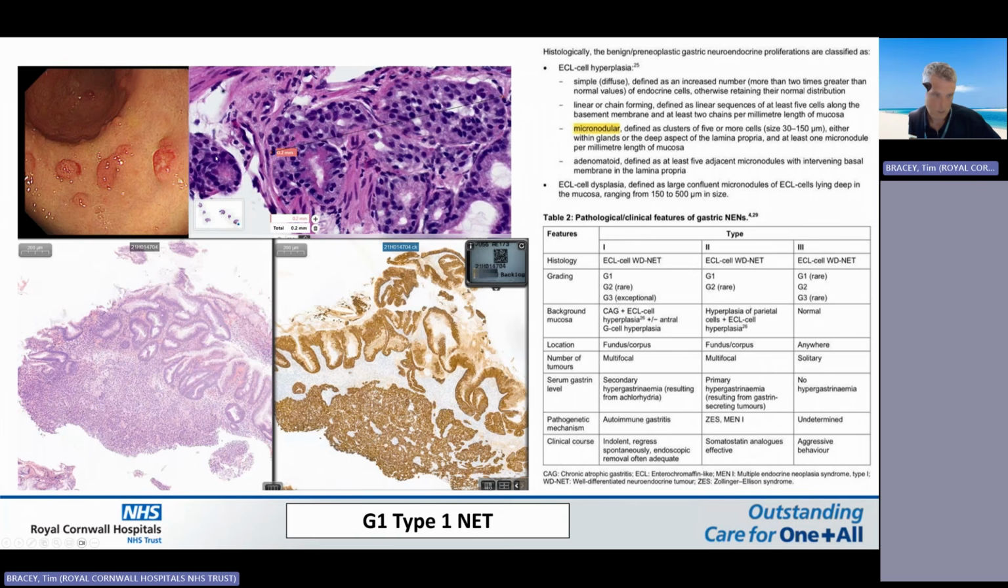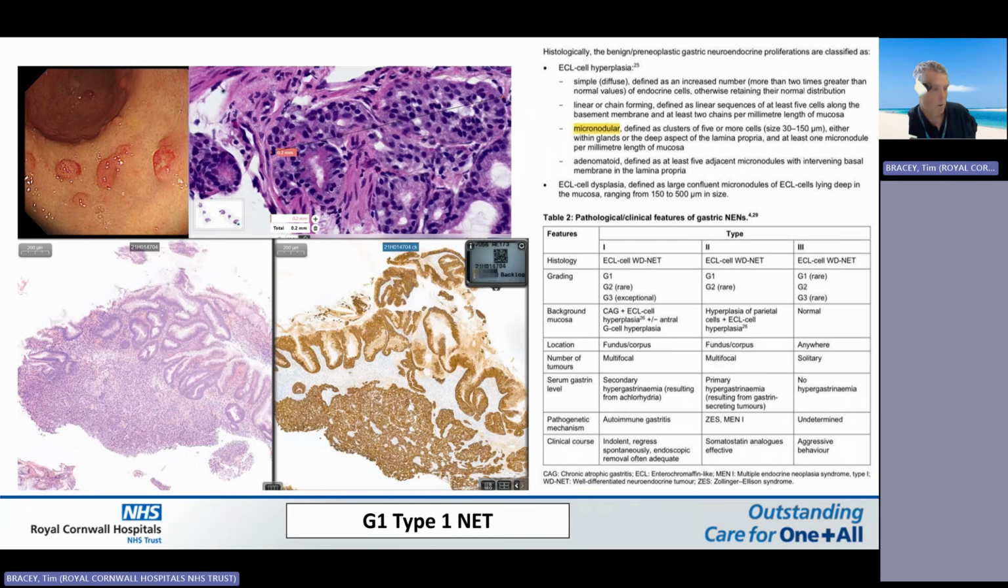These are ECL cell nodules, which I've put a measurement on there. This is when I was using the gastric AI, which is actually really good at recognising neuroendocrine nodules as well. The RCPath says that ECL cell hyperplasia shouldn't exceed 500 microns in diameter. So if you see something which starts to coalesce, which looks like ECL cell nodules, and then exceeds 500 microns, so half a millimetre, then you can call it a neuroendocrine tumour rather than neuroendocrine hyperplasia.